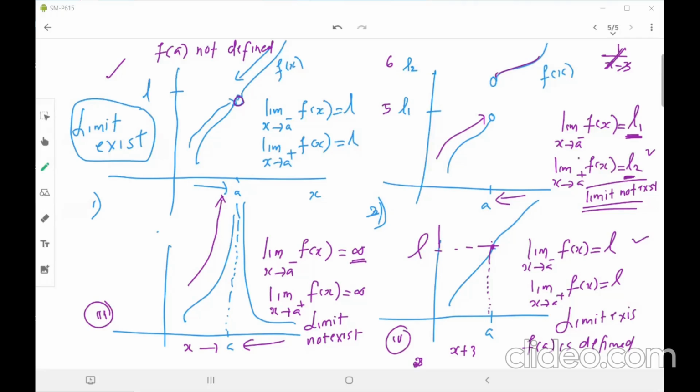We should get a number. L is a number, I told you. When I write limit as x tends to a of f of x is equal to L, that L should be a real number. And if you approach from the left side and right side, it should be equal also. Clear? Yes, sir. Any other question? In the third case, we don't count infinity. Infinity is not a number.